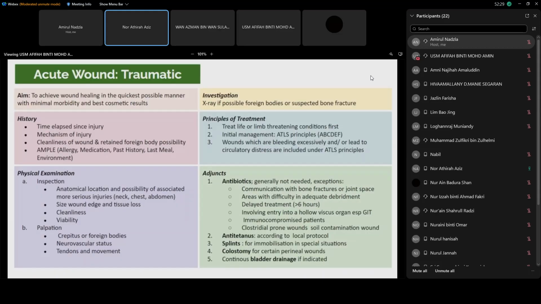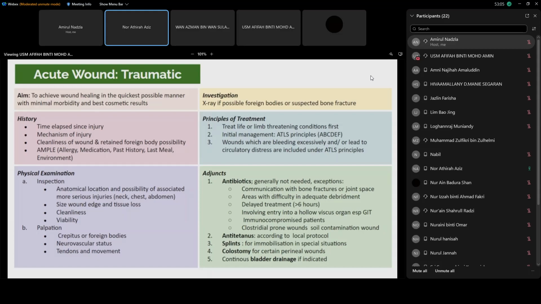Okay, second is the traumatic wound and the acute wound. The aim of the management is to achieve wound healing in the quickest possible manner with minimal morbidity and also the best cosmetic results. As per history, we can ask the patient the time elapsed since injury, the mechanism of injury, the cleanliness of the wound and any possibility of retained foreign body. Further history is we ask regarding allergy, medication, past history, the last meal, and also the environment.